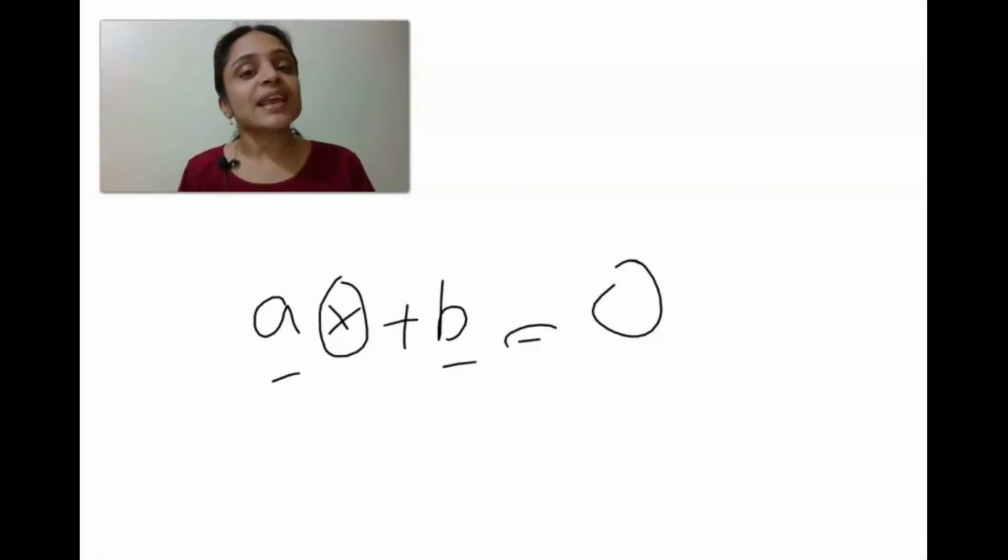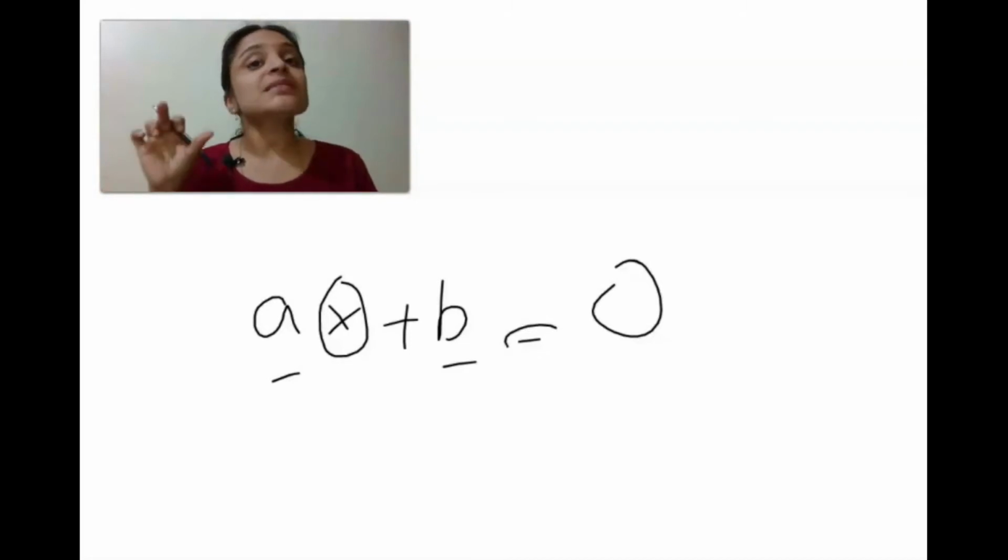Now, when it is ax plus b equal to 0, it is called an algebraic equation because we are equating this to some value, which means this is an equation. So this has become an algebraic equation. Okay, so this is an algebraic equation.